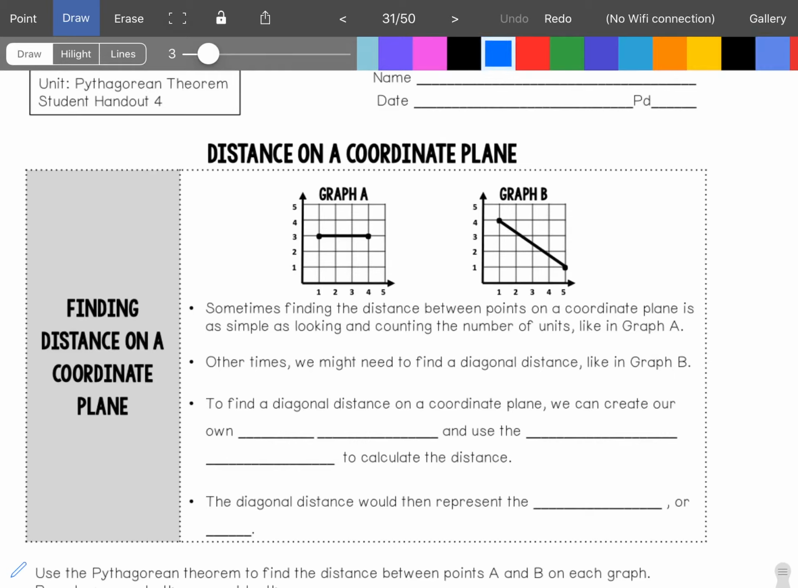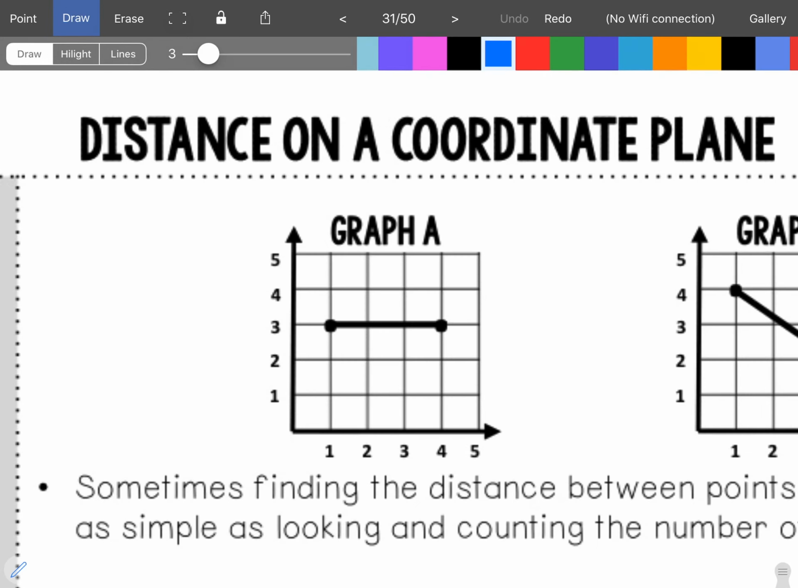This lesson is on distance on a coordinate plane. Finding distance on a coordinate plane. Sometimes finding the distance between points on a coordinate plane is as simple as looking and counting the number of units, like in graph A. If we look at graph A, we can count the number of units. So we have 1, 2, 3. So that has a distance of 3 units.